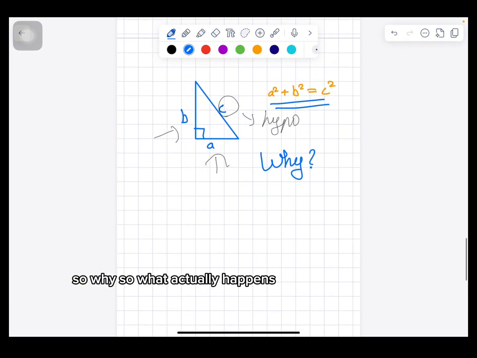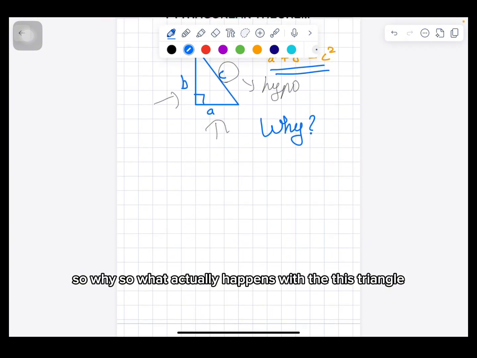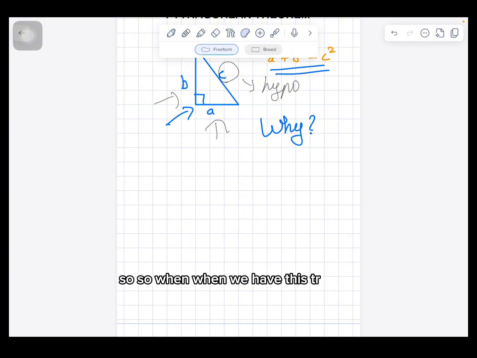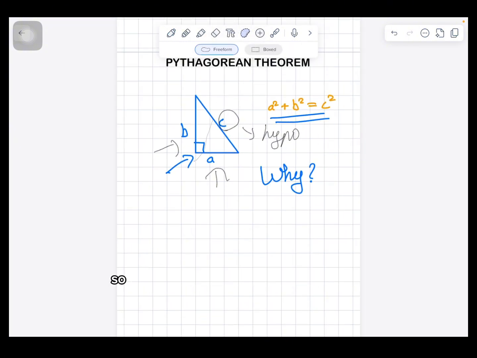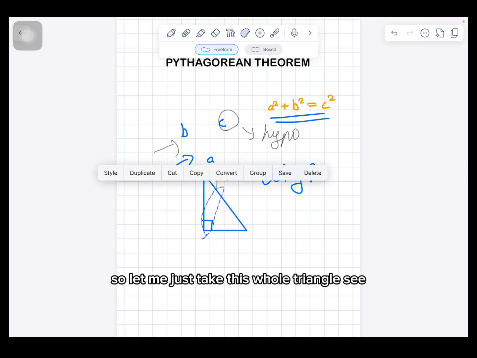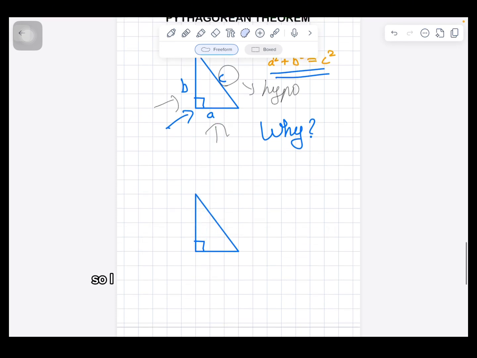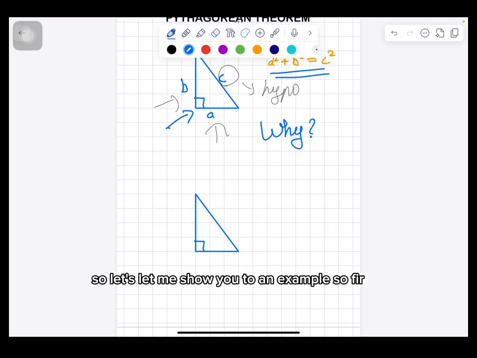So what actually happens with this triangle, specifically a right angled triangle, as you can see here. When we have this triangle, let me just take this whole triangle. So here we have our triangle. Let me show you through an example.